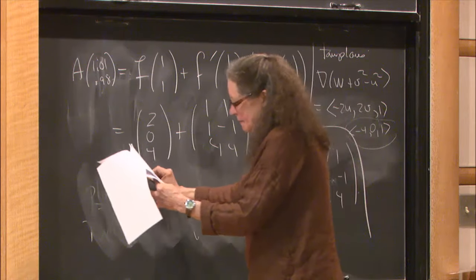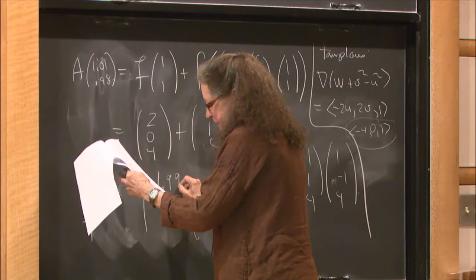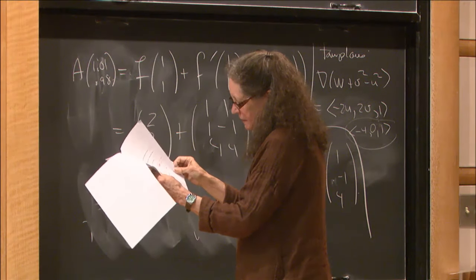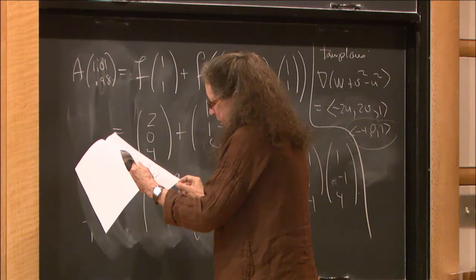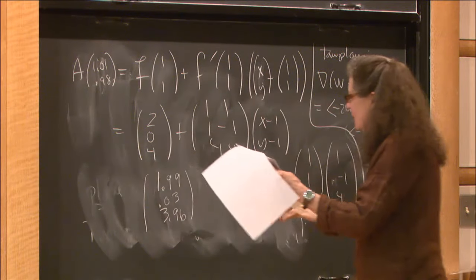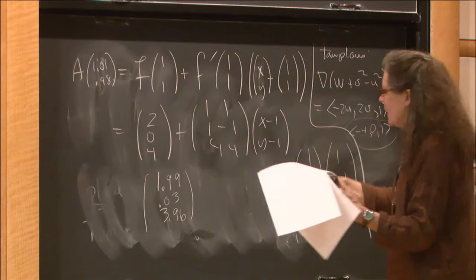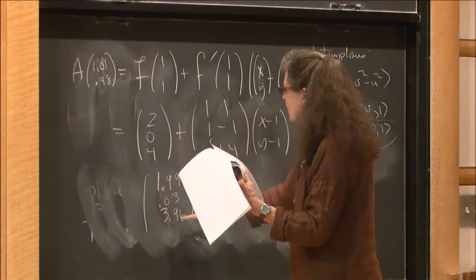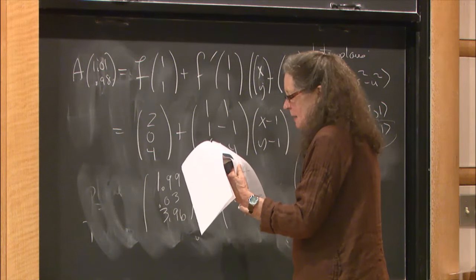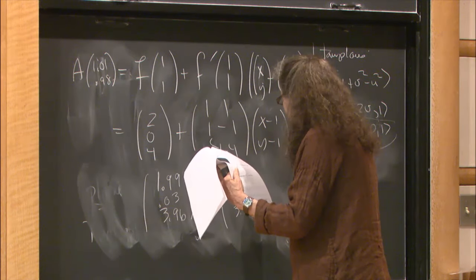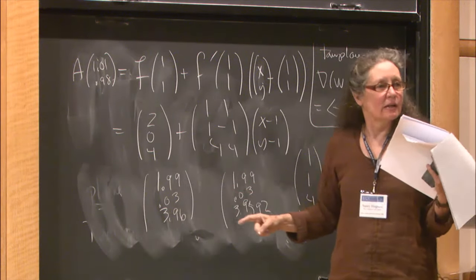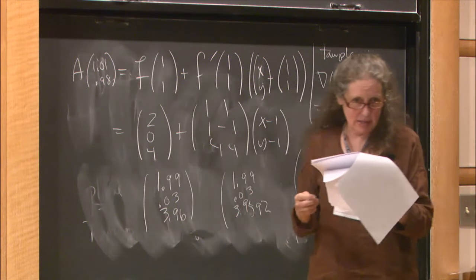I get 1.99. This is the actual value: 0.03, 3.96. So it's around 204, which is the point where we started. And the actual value, this is the affine approximation. The actual value is 1.99, 0.03, 3.9592. So you see that the first two entries are exactly correct, and this one is not correct. Why is that?